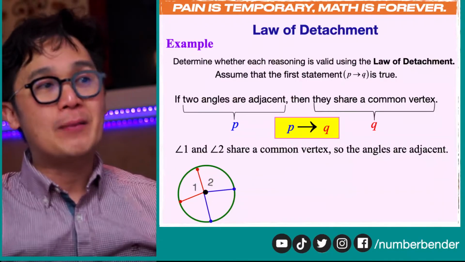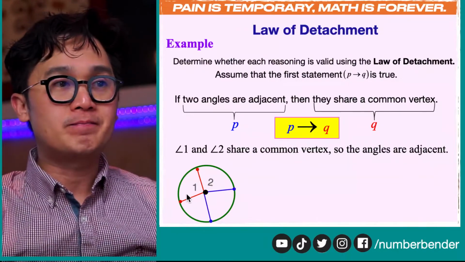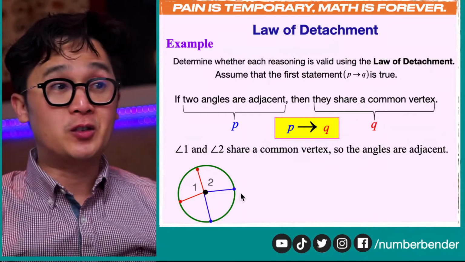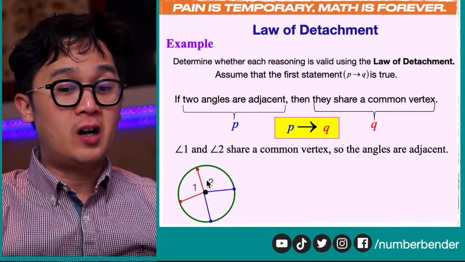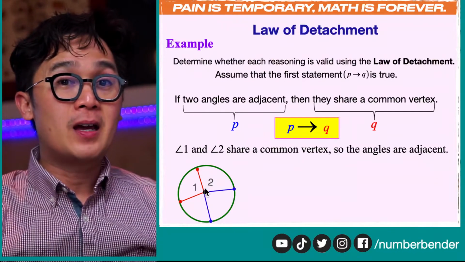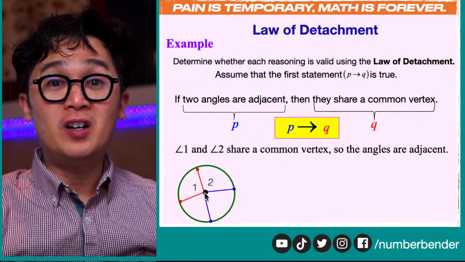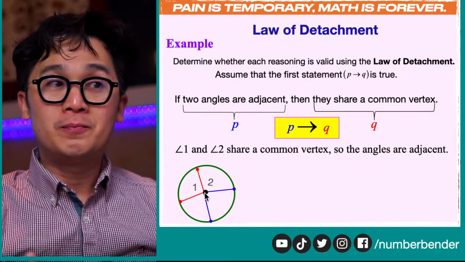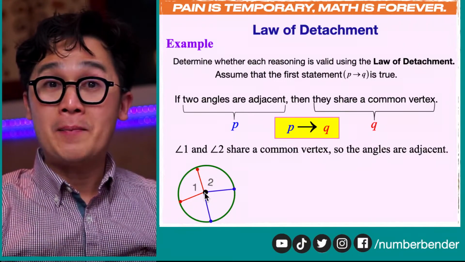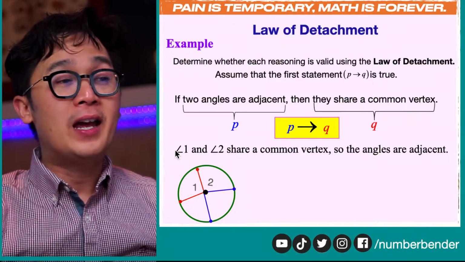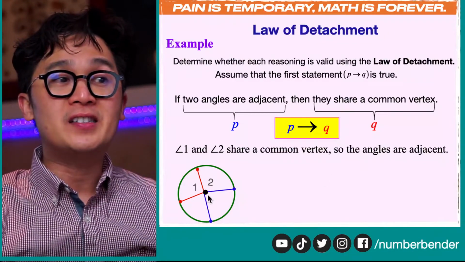Let's have a diagram here that would make our initial statement true. These are angle 1 and angle 2. They are adjacent and they both share a common vertex. So therefore, we are seeing that our argument is somehow true. But in this example, if angle 1 and angle 2 share a common vertex, then the angles are adjacent.